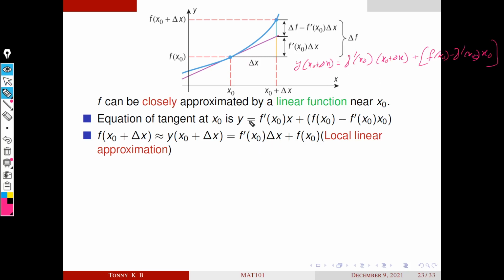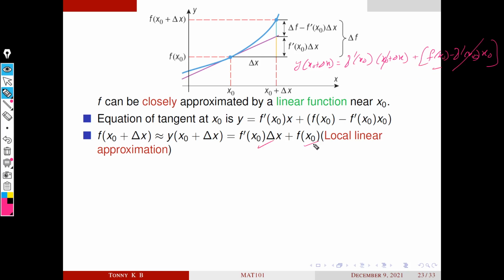That is because you consider y of x naught plus delta x. What is that? That is equal to f dash of x naught into, you have to just replace x by x naught plus delta x. That is x naught plus delta x, plus there is no term containing x, so no change in this term. That is the same. So one term is f dash of x naught into x naught. The other term is minus f dash of x naught into x naught. So you can cancel these two terms. The remaining term is f dash of x naught into delta x. That is the first term, plus f of x naught. That is our second term.